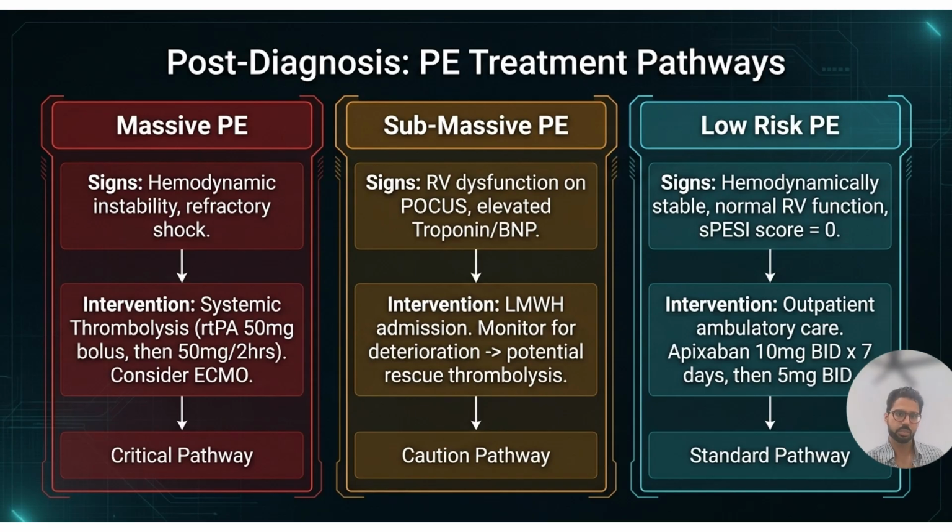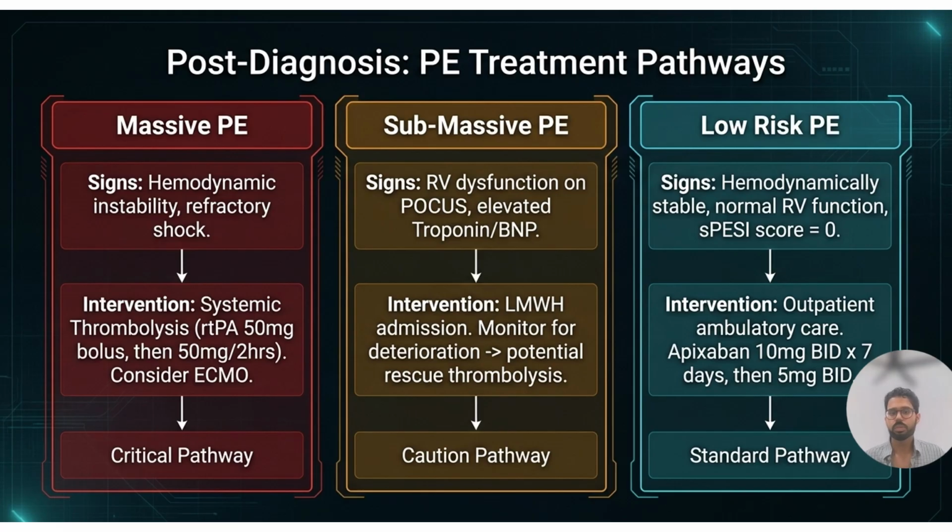So now we've made the diagnosis of a pulmonary embolism. So what are the treatment pathways? We can divide all the way from low risk PE all the way to a massive PE. So let's start with massive PE, the most deadly. Here is a patient that has signs of hemodynamic instability. They're in shock. Oftentimes this is refractory.